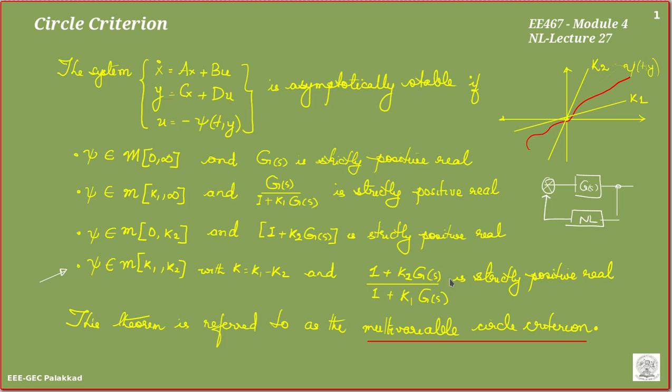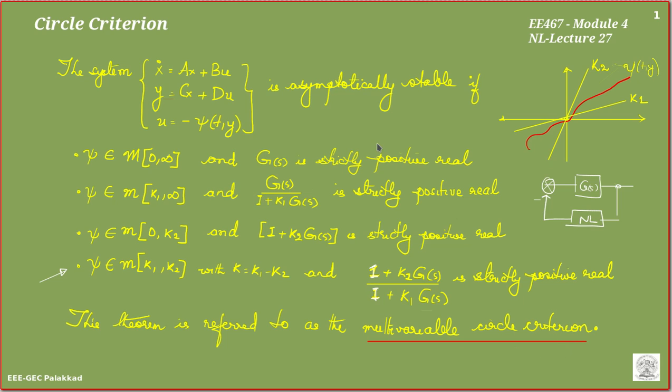It says that for any system which has a nonlinearity connected to a plant G(s), to check the stability of the system we have to check whether (1 + K2 G(s)) / (1 + K1 G(s)) is strictly positive real. This was what we had seen. This theorem is in fact for the general case, where this is not 1 but the identity matrix I, so this is the multivariable circle criterion.